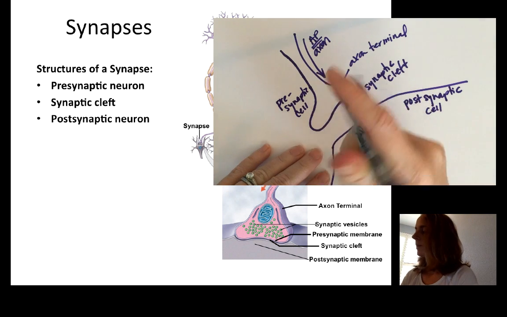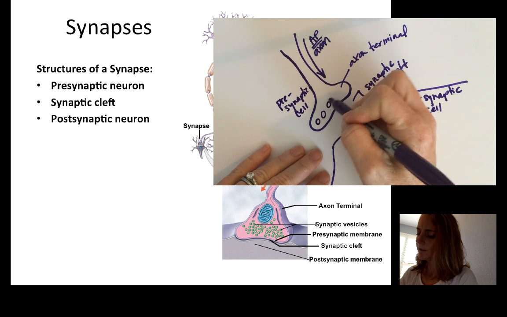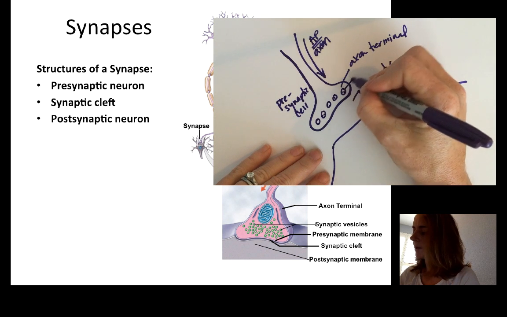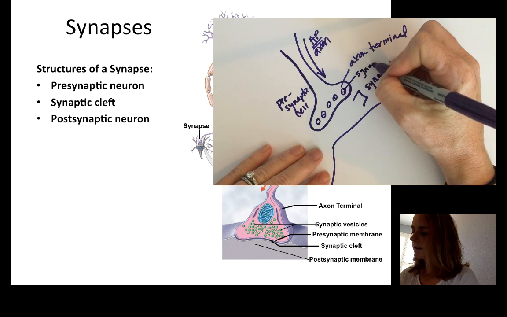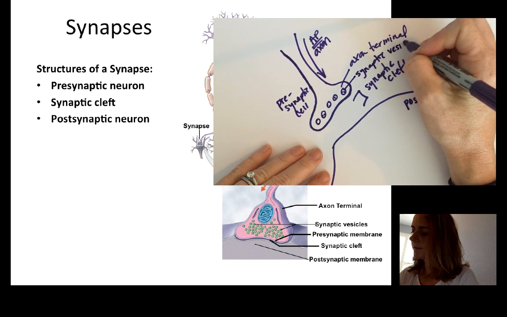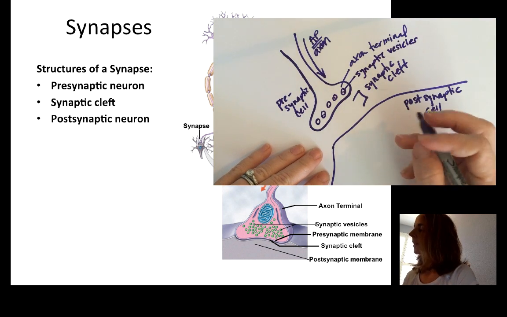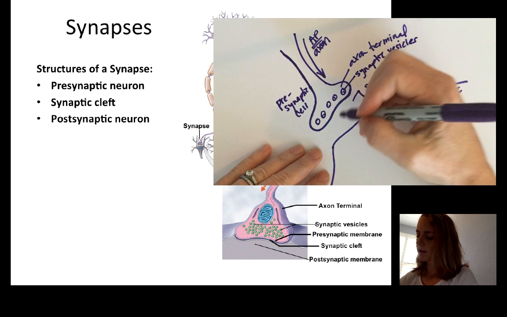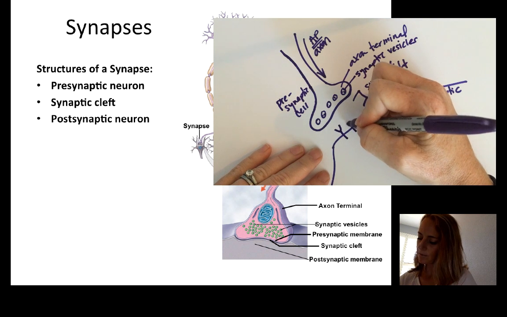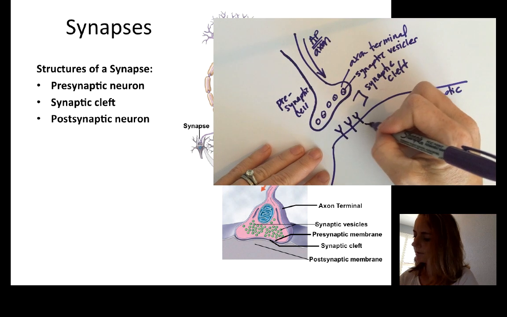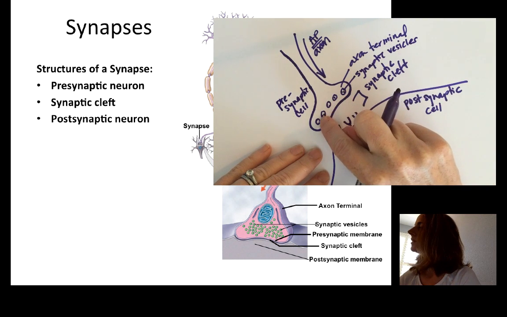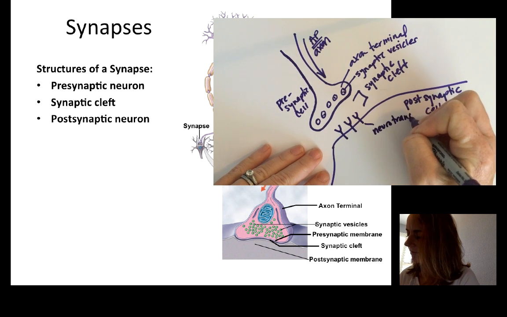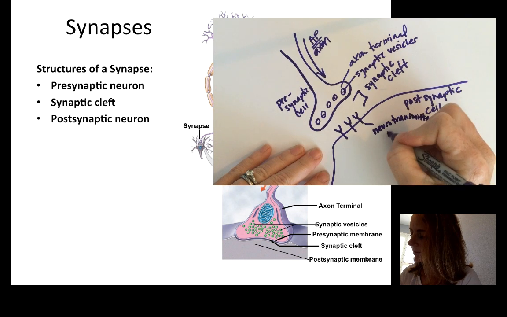Located in the axon terminal are vesicles, which are kind of like tiny little bubbles that are filled with neurotransmitter, and these we call synaptic vesicles. Located on the postsynaptic cell membrane, which will be the dendrite or the muscle of another cell, are going to be receptors, and they're specific to the chemicals that are released by a neuron. So these are neurotransmitter receptors.